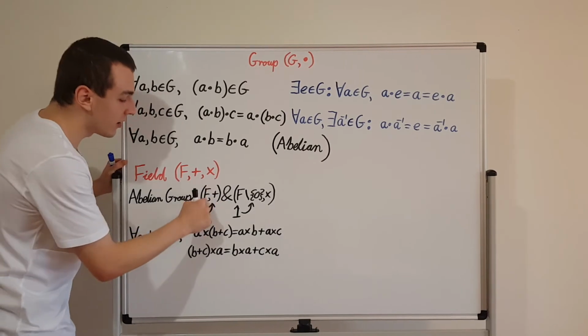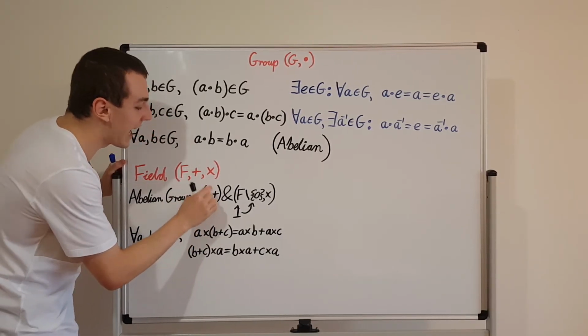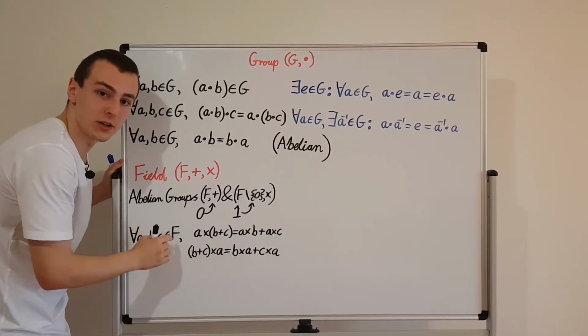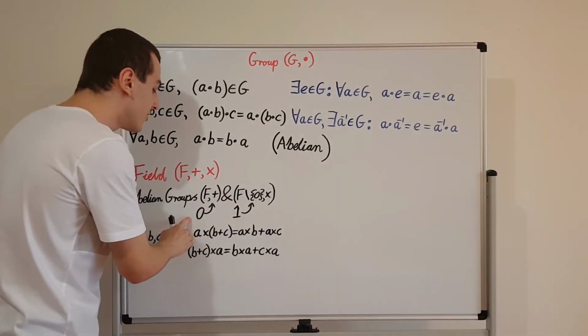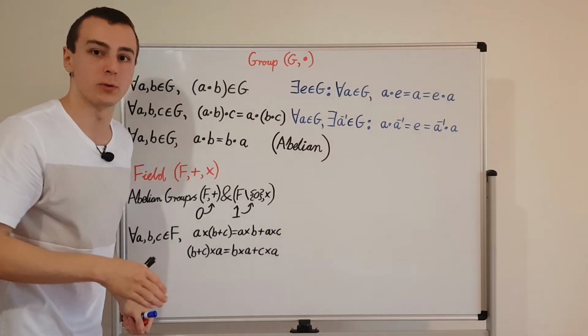All of the elements inside that field have an additive inverse. In general, these guys are not equal to each other. So 0 is not equal to 1 for the fields that we're dealing with. So the additive identity and the multiplicative identity are two separate elements in the field.